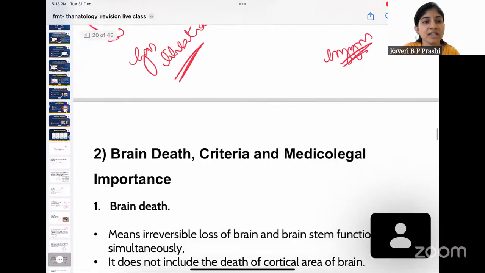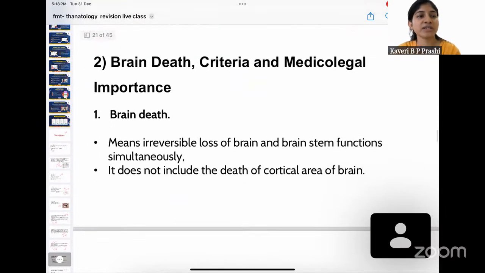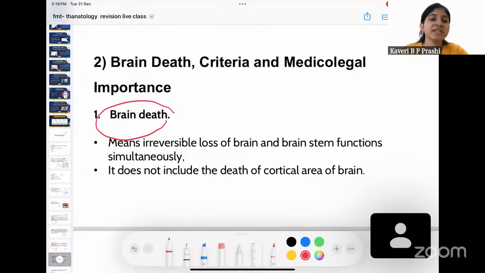Got it? Now, coming to the second question, about brain death, criteria, and the medico-legal importance of brain death. Firstly, we're asking you about brain death, that means you have to give the definition of brain death. So what do you understand by brain death? Brain death means irreversible loss of the brain and the brainstem function simultaneously. The brain has different functions in cognition, memory, sleep, all various cycles in the body. Brainstem also has certain functions, like for example, start and stop of respiration. So all these are the brainstem functions. When both of these stop, it is called brain death.